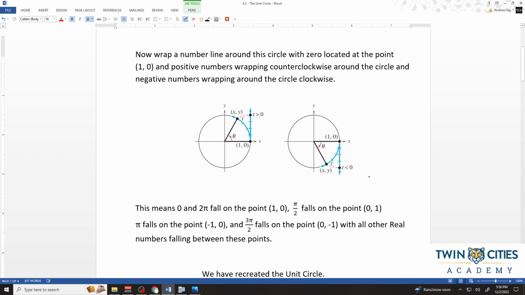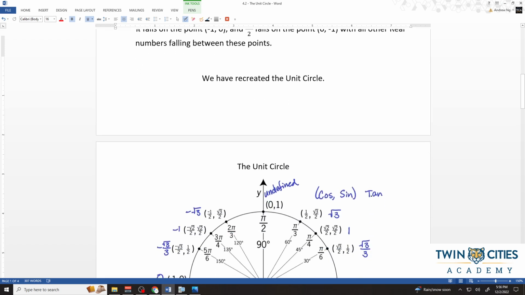Another thing we also know is that a circle has a circumference, and that circumference is 2πr. Well, in this case, if the radius is 1, then the circumference is 2π times 1, or just 2π. Well, what we've done here is create something called the unit circle.